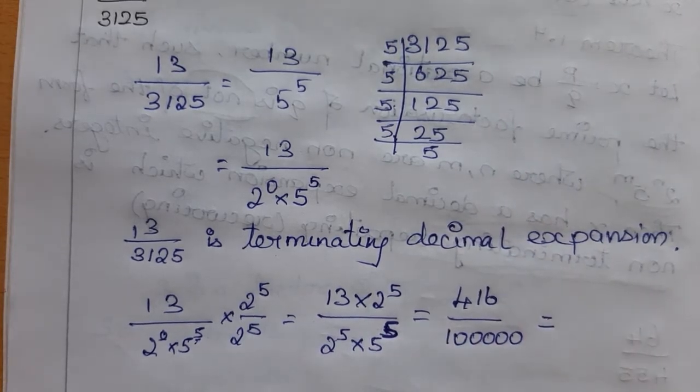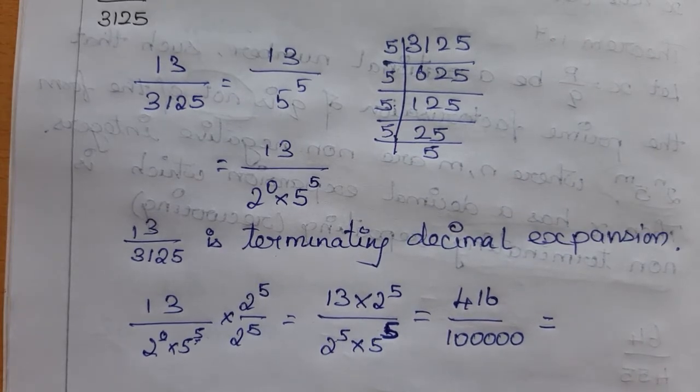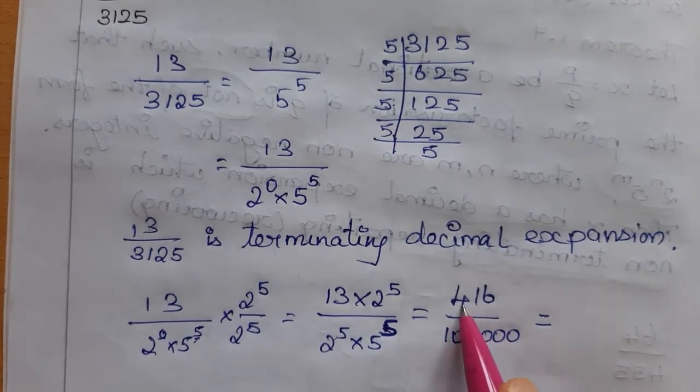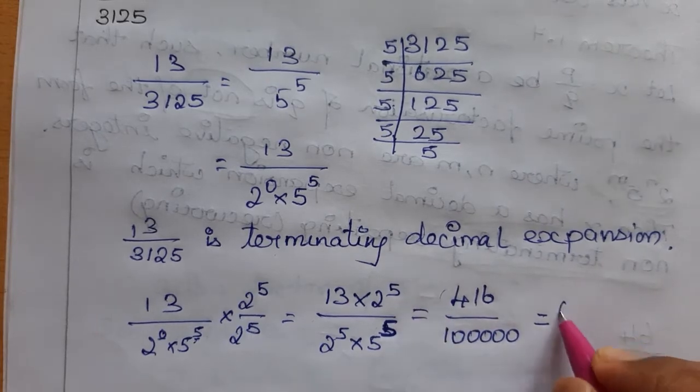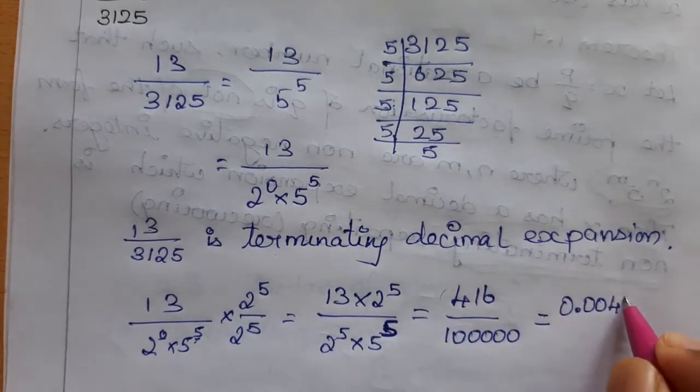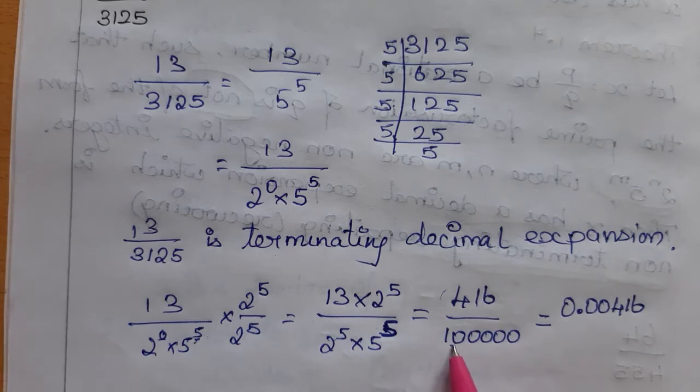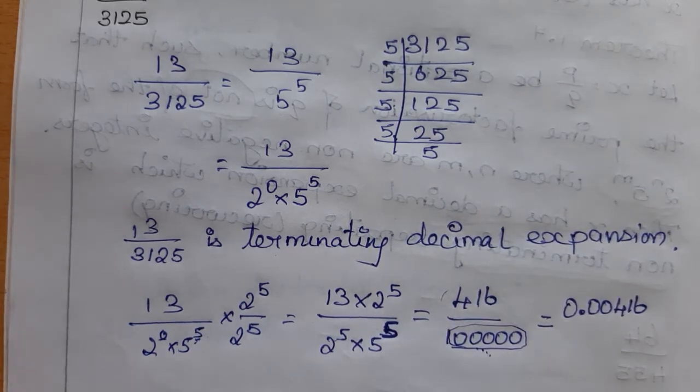And what is the decimal expansion? The denominator has 5 decimal places, and the numerator has 3 digits, so 2 are missing and we can add zeros. It will become 0.00416. So the decimal expansion depends on the number of zeros, right? Here we go for the next problem.